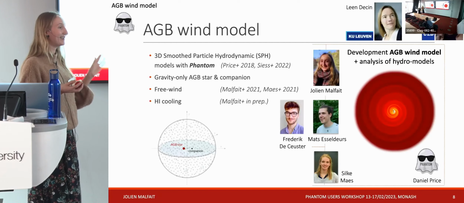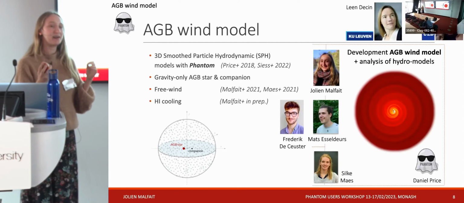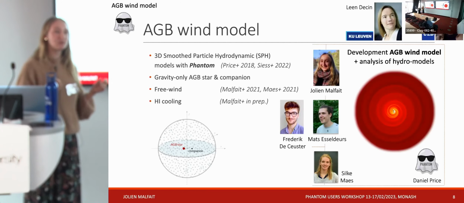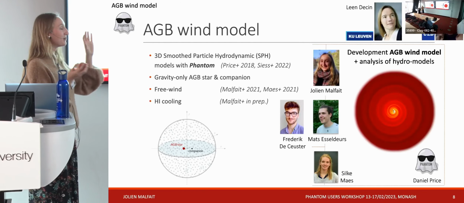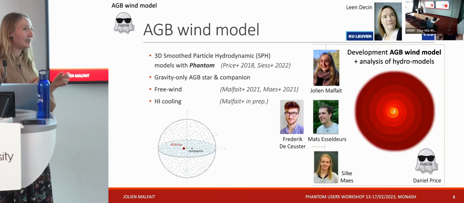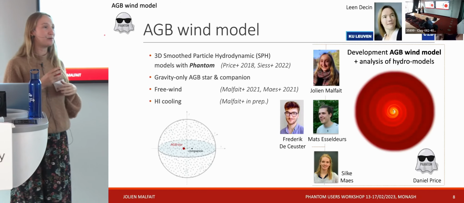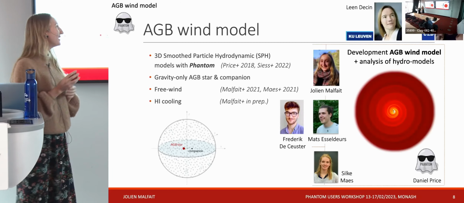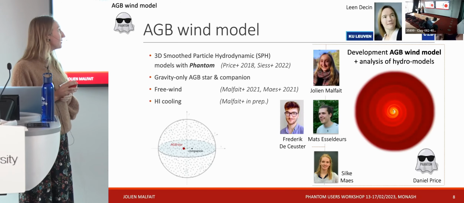So in short, we're using Phantom, and our AGB star and companion star are just represented by gravity-only sink particles. And then there is an SPH wind launched from the surface of the AGB sink particle. In the models I'm going to show, this is just a gas SPH wind. In the models that have been published, cooling is regulated by an equation of state of an ideal gas with a polytropic index of 1.2. And then in the current models that we're working on, some H1 cooling has already been implemented.